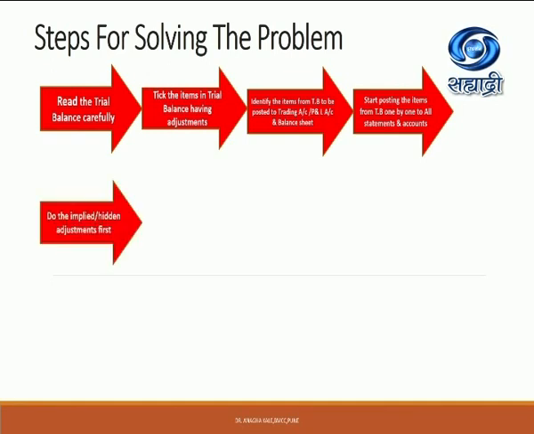After posting all the items from the trial balance, first we are going to do the implied adjustment, or hidden adjustment. Which particular adjustment is implied? The one that is given in the trial balance itself, instead of being given separately below the trial balance. These adjustments are also called hidden adjustments, as we have to identify them; they will not be given separately. We'll identify it and we'll do it.